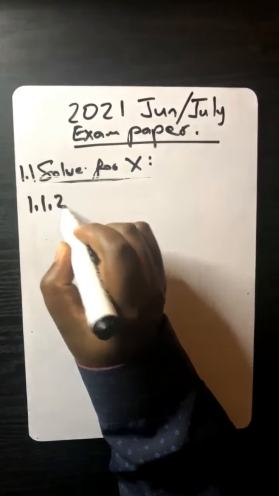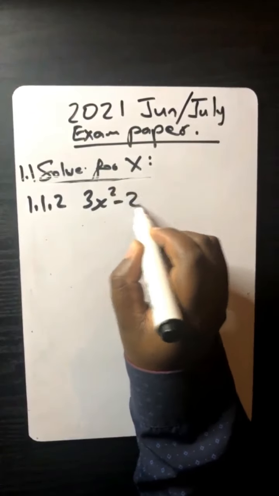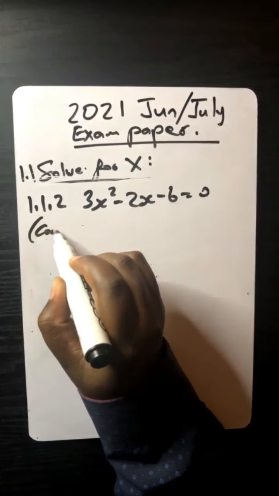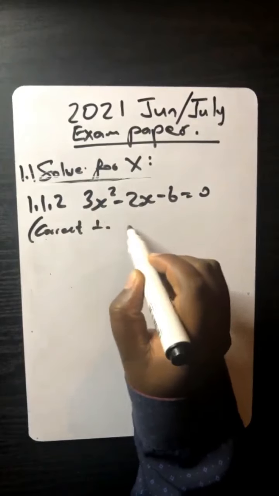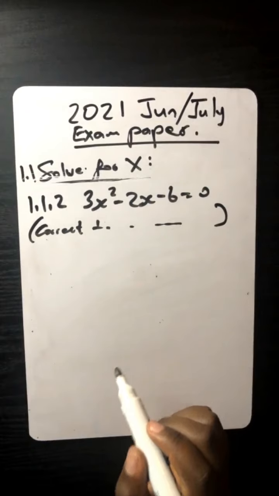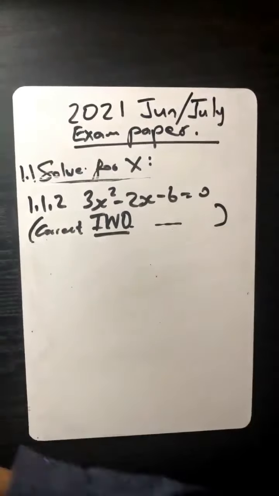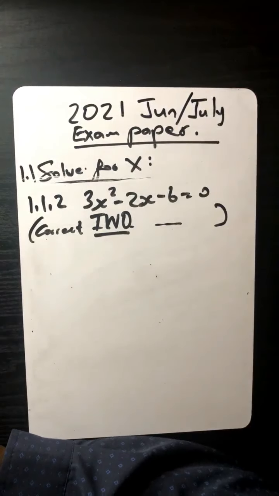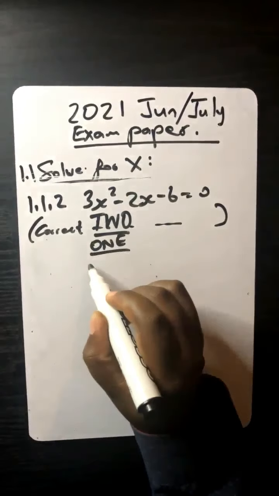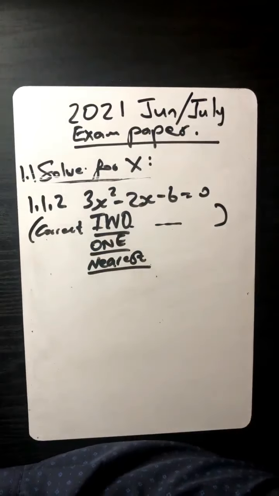1.1.2. You are given 3x squared minus 2x minus 6 equals 0. They say in brackets, correct to 2 decimal places. Let me just confirm. Correct to 2 decimal places. So be careful, guys. In this case, they like using correct to 2 decimal places, but sometimes they may say correct to 1 decimal place, or otherwise to the nearest. So just be careful of what instruction you are given over there.